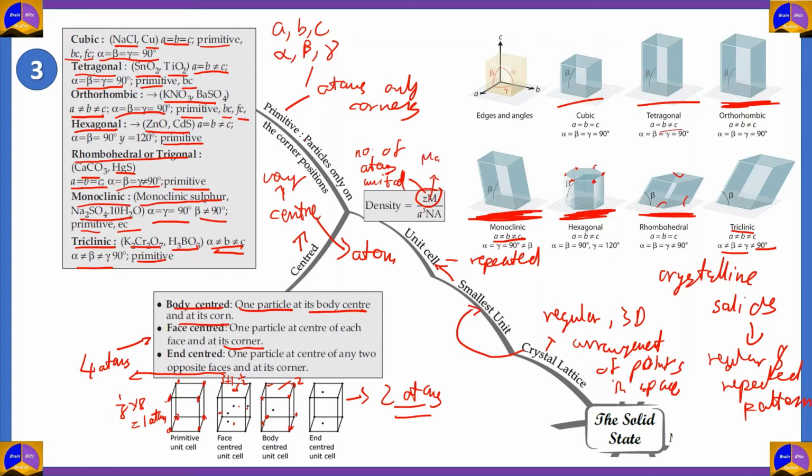Capital M stands for molar mass. A cube, which is the formula that we use for the volume of a cuboid, means the total volume of the unit cell. And Na is a constant, which is Avogadro's number, 6.022 into 10 raised to 23 particles. They can be atoms, they can be dipoles, they can be molecules, anything. However, the value is 6.022 into 10 raised to 23.